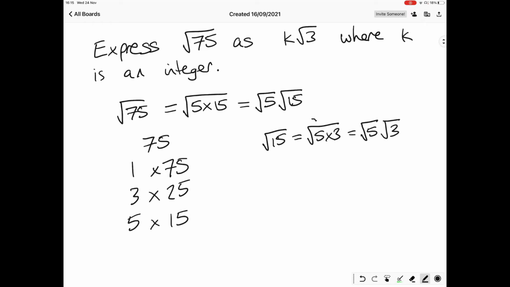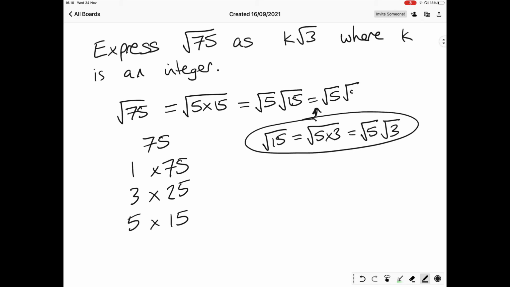If I then use this in the line above, I can say root 5 times root 15 is root 5 times root 5 times root 3. And some students don't realise that the square root of a number multiplied by the square root of the same number is just that number, because that's what the square root is. The square root of a number is the number that you'd have to multiply by itself to equal the number. So if you multiply the square root of 5 by the square root of 5, you get 5. And so this just equals 5 root 3.